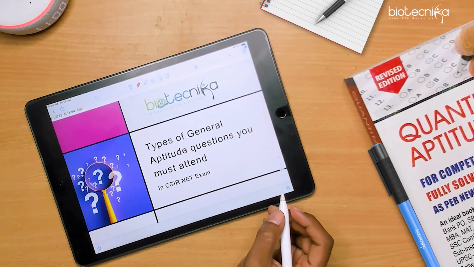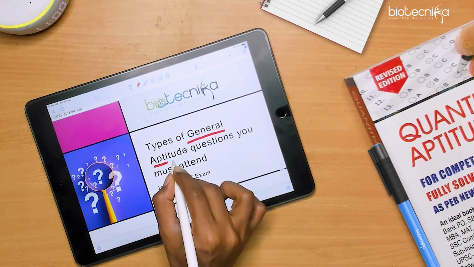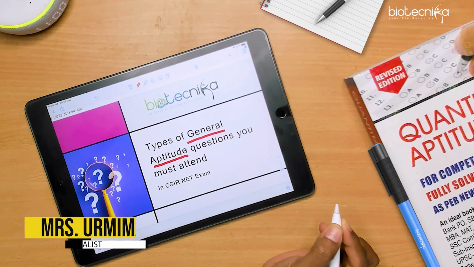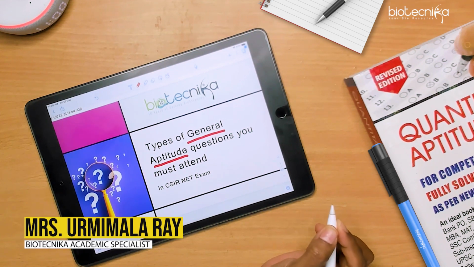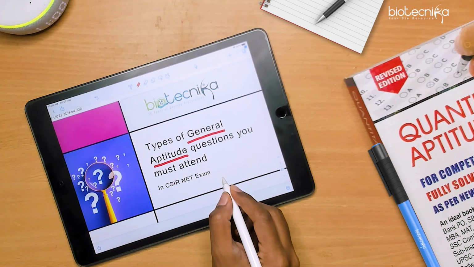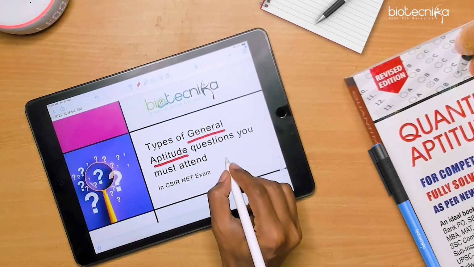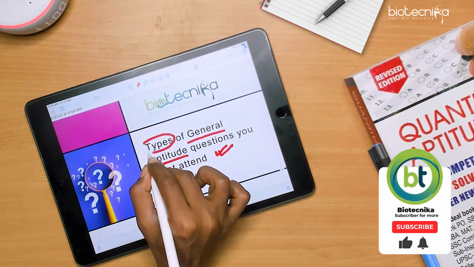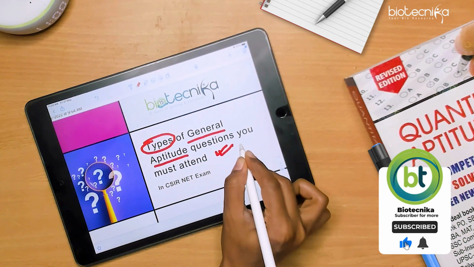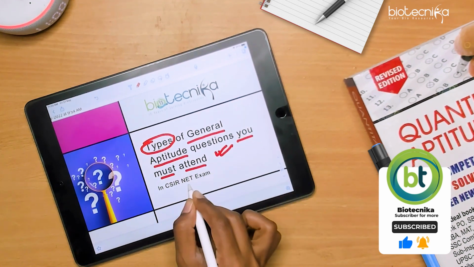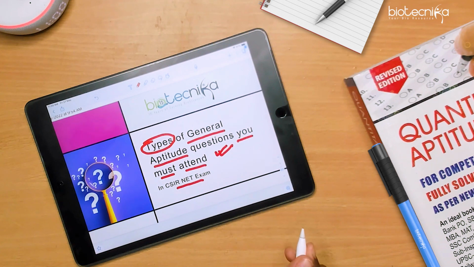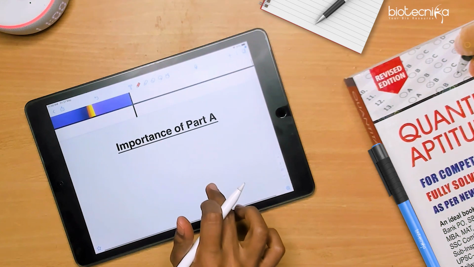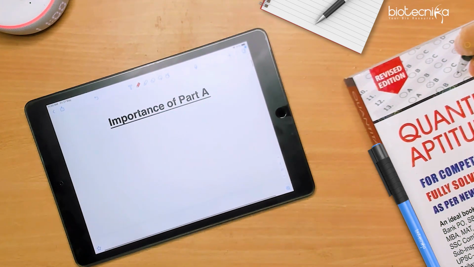Today we talk about a very exciting topic, general aptitude. Yes, most students' tendency is to ignore or underrate this part, but actually Part A in the CSIR NET exam is very important. So let's analyze which types of general aptitude questions you can and must attend in the CSIR NET exam. It will not only help you score better but also increase your chances of bettering your rank.